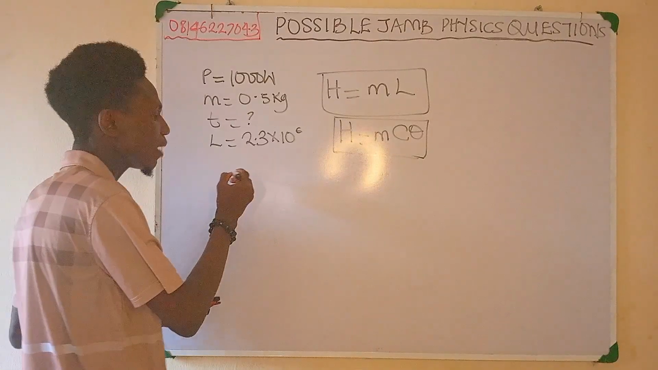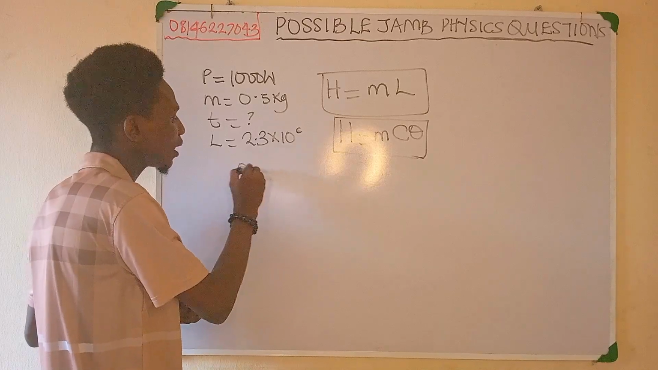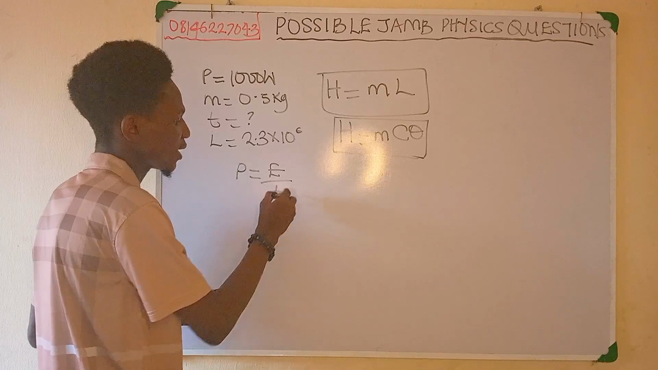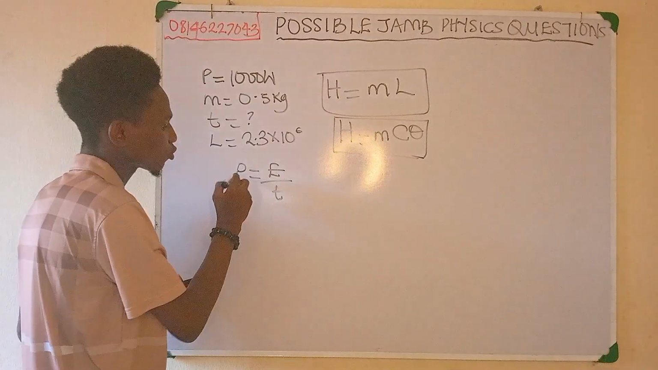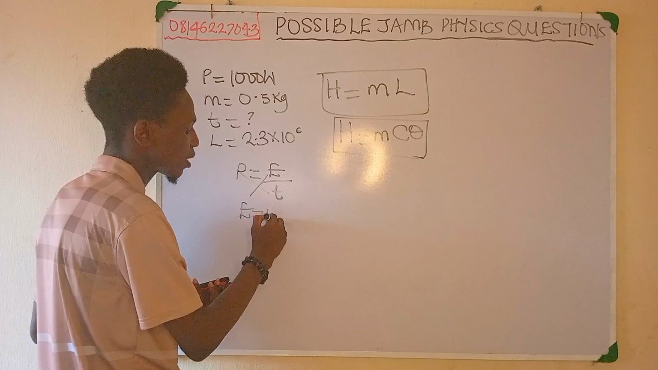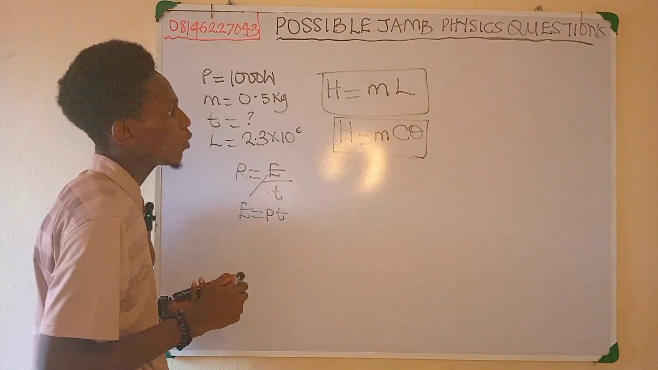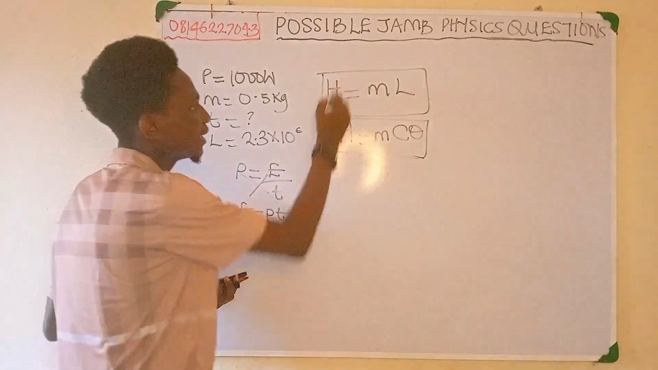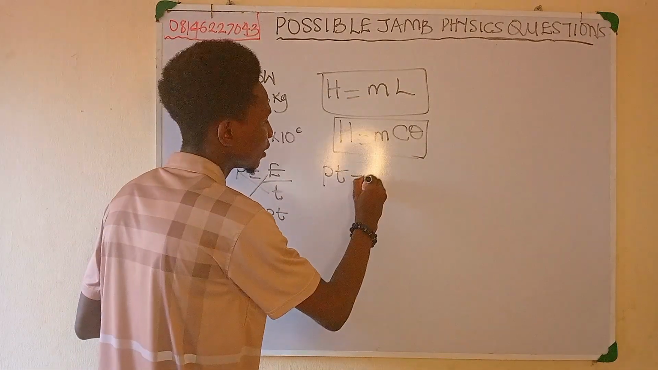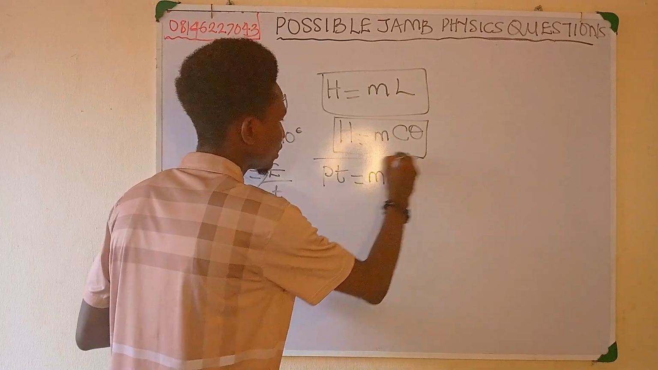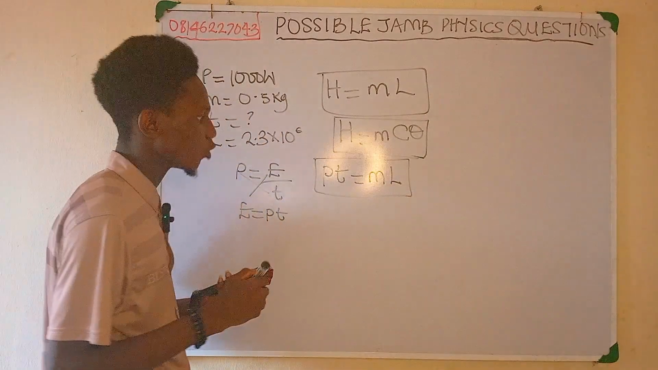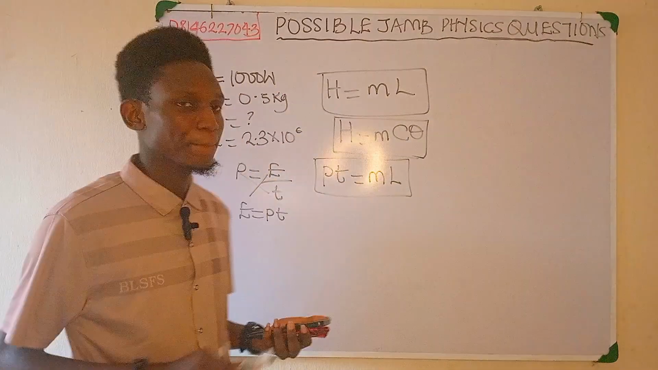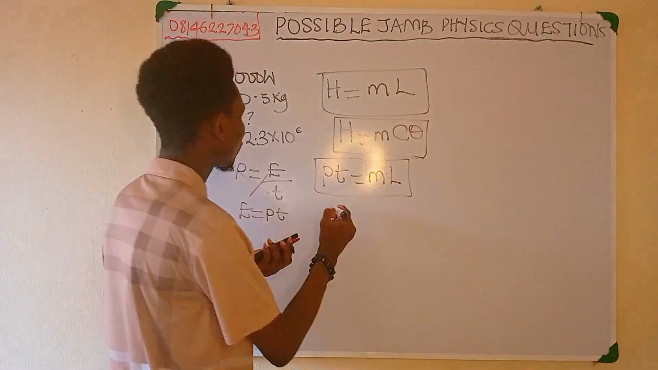Remember that from our physics, we know that power equals energy or work done over time. If you cross multiply, you're going to get energy equals power times time. Now, heat energy is also a form of energy. So we can simply replace heat there with PT equals ml. So please take note, PT equals ml because heat energy equals power times time. So from there, let's now solve the question.